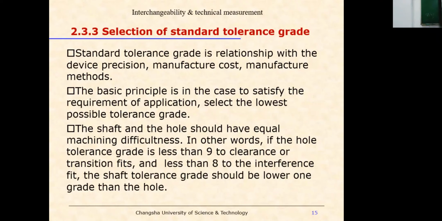They have the same grade, the equal machining difficulty. But the procedure is higher. The hole grade is larger than the shaft. That's why delta is added, because it's too high. Why do we add that delta? Because machining a hole is more difficult than the shaft. So we choose 8 for the hole, and for the shaft we choose 7.